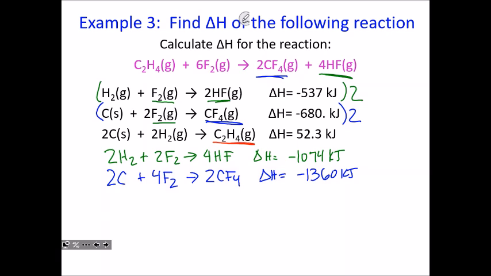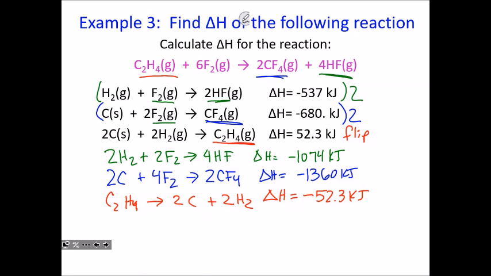The last equation here. We need to match up the ethene here, C2H4, but it's over here on the reactant side. So what do I do to that one? I need to flip it. So this one I flip. The coefficient's fine, so I'm just going to flip it. Oops, no plus here. We need to go to our products. But I changed the sign on my delta H over here, so it's going to be negative 52.3 kilojoules. Good. So far, so good.